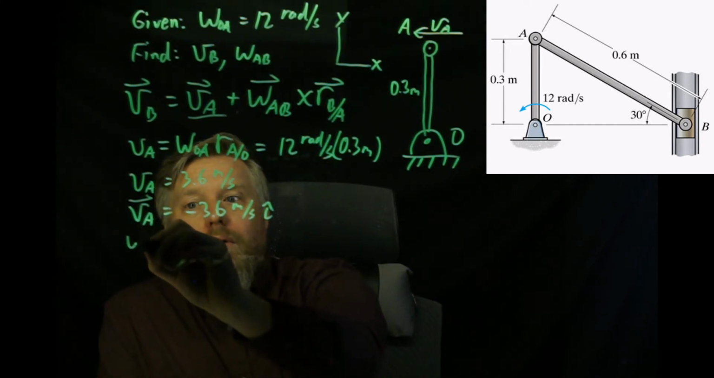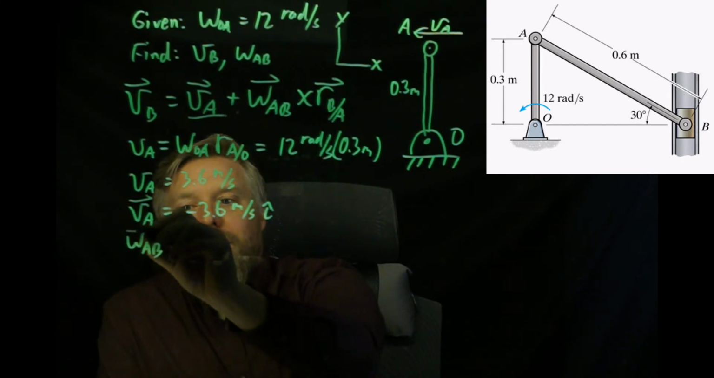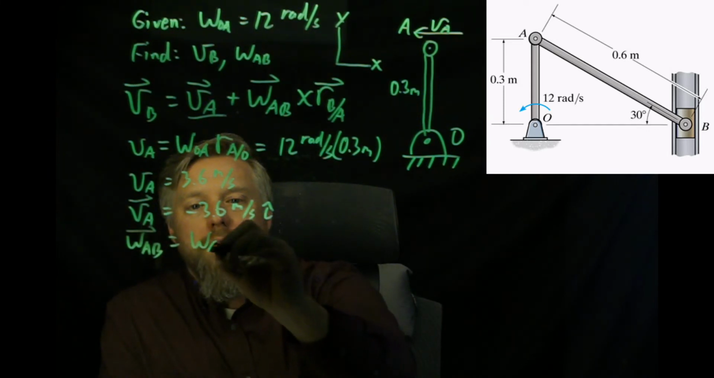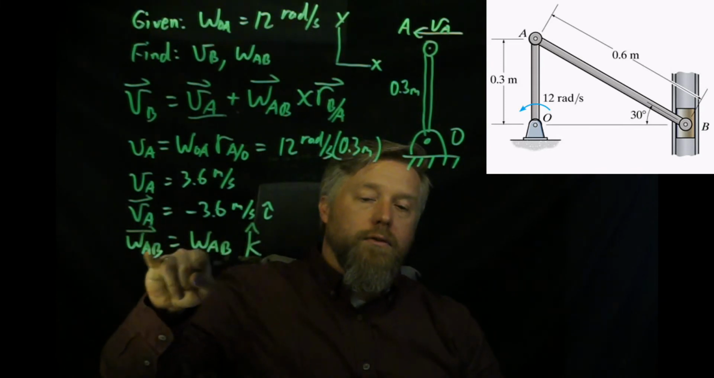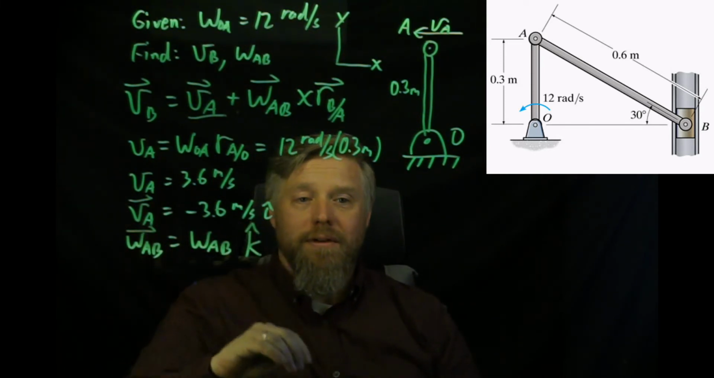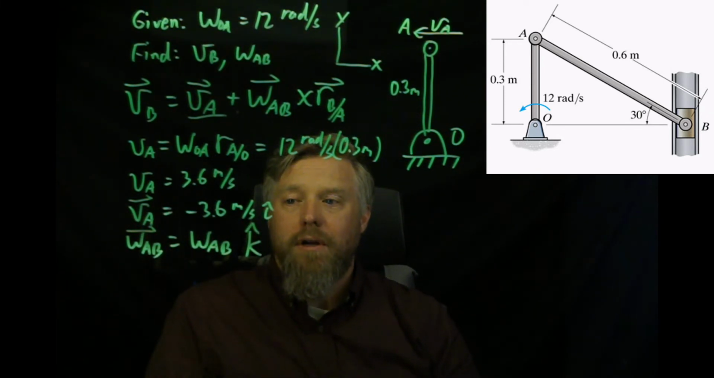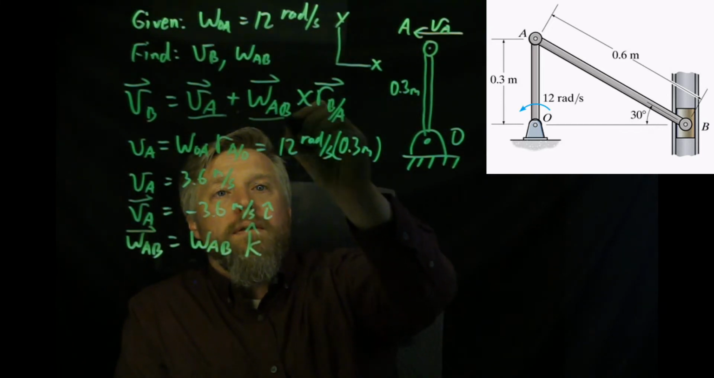So we write down omega AB as a vector is equal to the magnitude of it, whatever that is, in the k. This is a really powerful tool. Do not forget about that, given that we know omega AB is in the k direction. OK, we got something about that one.